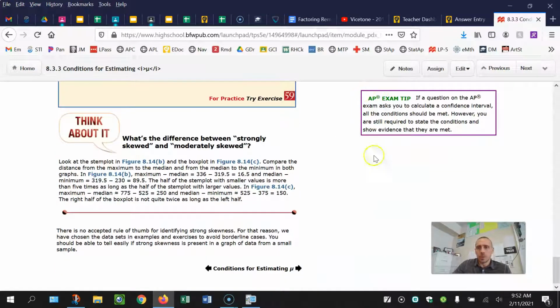This is very important here, this AP exam tip. I get asked this every year, like, what if the conditions aren't met? The AP will never give you a question where the conditions are not met and expect you to somehow construct the interval. They'll frame it in such a way to tell you the conditions are not met. So if you think they're not met, you've made a mistake.